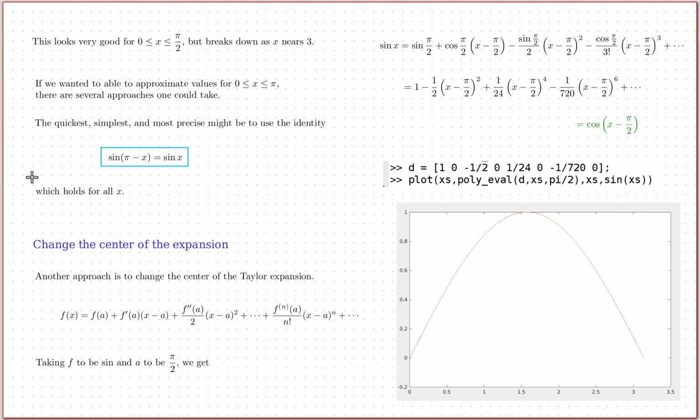And actually, this identity holds for all x, but we're just exploiting it in the range where x is between pi over 2 and pi.